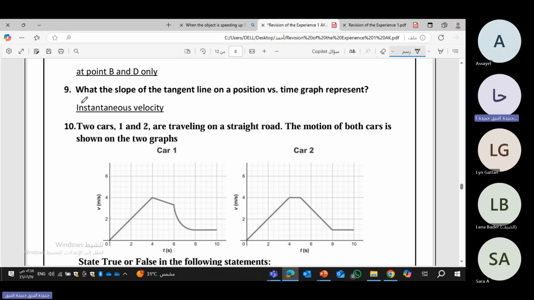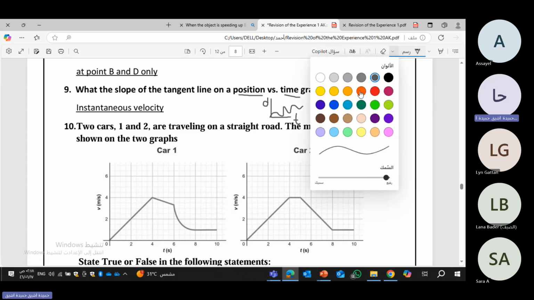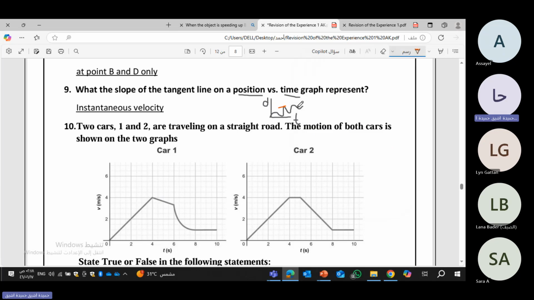This is actually just like the definition of instantaneous velocity. It's the tangent line of position versus time, meaning d over t. So the tangent line of the graph indicates what? For example, this one. The tangent line indicates d over t. What is d over t? Velocity, excellent. So instantaneous velocity means at a specific time.